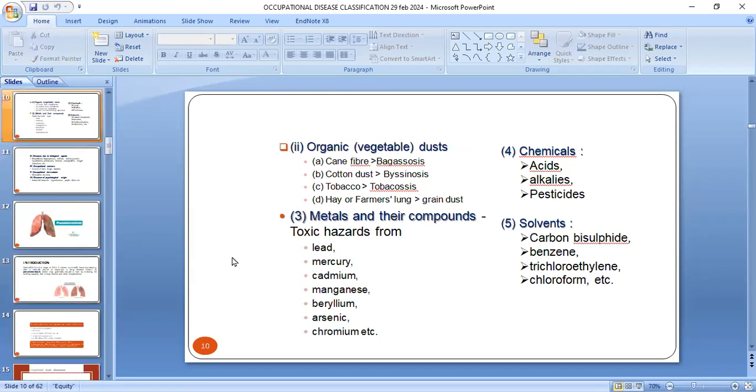Now the organic dusts have their sources from vegetables, like cane fiber that can cause bagasosis, cotton dust causes byssinosis, tobacco dust causes tobaccosis, and farmer's lung is caused by grain dust. The metals and their compounds, toxic hazards can result from lead, mercury, cadmium, manganese, beryllium, arsenic, and chromium. Chemicals like acids, alkalis, and pesticides can also cause occupational diseases. Solvents like carbon bisulfide, benzene, trichloroethylene, and chloroform all have the ability to cause occupational diseases.